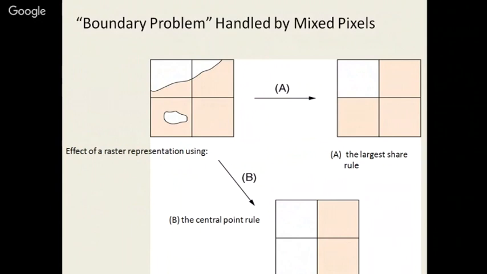Like in the grid second, we have the largest share of the pink area. So it regularizes it. But there is one more way in which we could calculate it, or we could singularize the data, which is the central point rule. Whatever data or attribute covers the central point located in the center, it would be generalized for the whole grid or pixel.